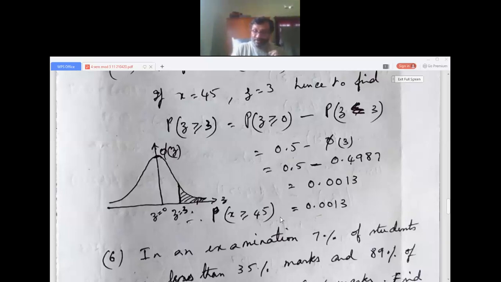1 minute. Again some screen problem. See, adjusting it. 1 minute.